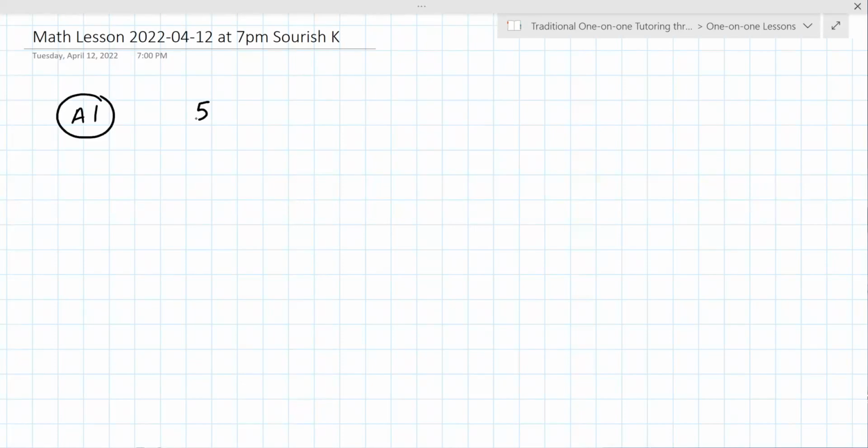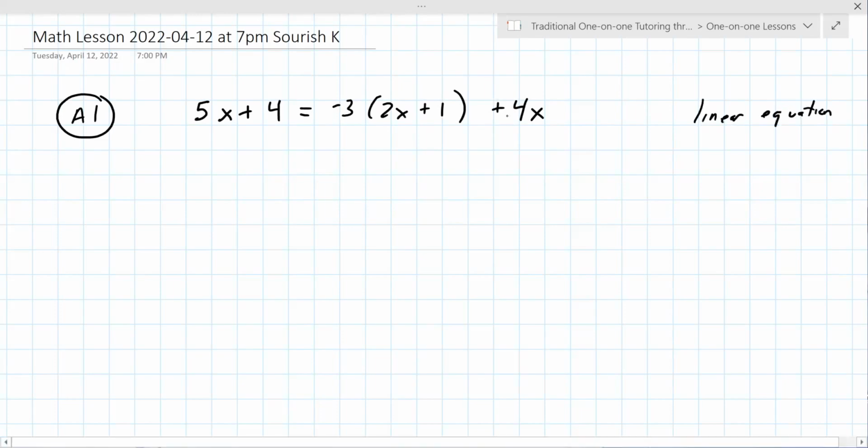So A1 here, I'm just rewriting it. 5x plus 4 equals minus 3 times 2x plus 1 plus 4x. Okay. And this is a linear equation. And I know that because x is to the power of 1 everywhere.